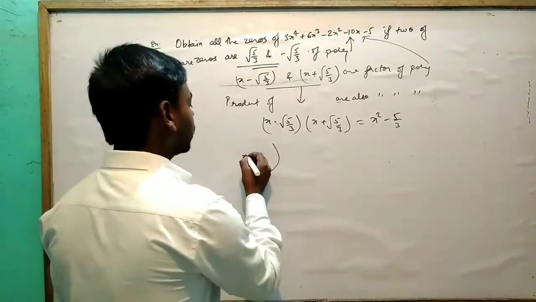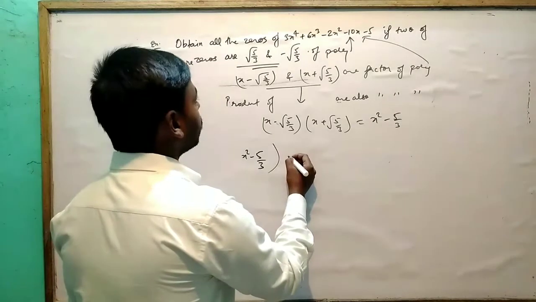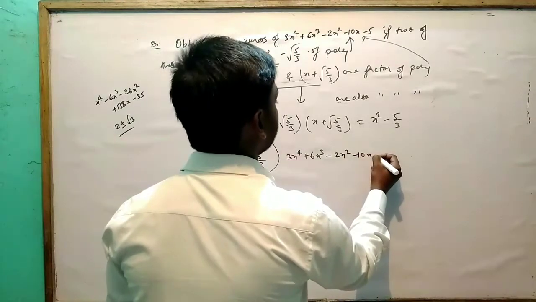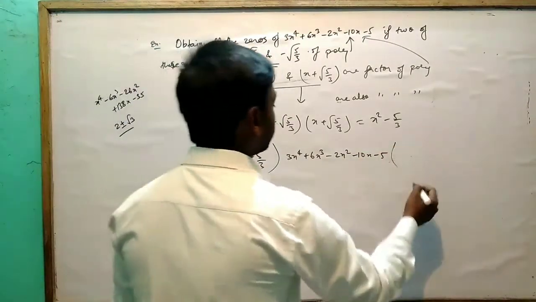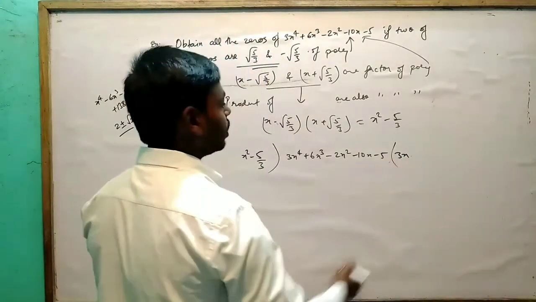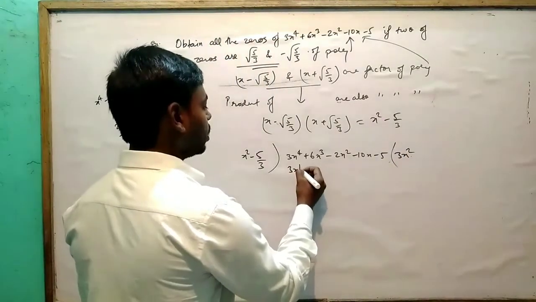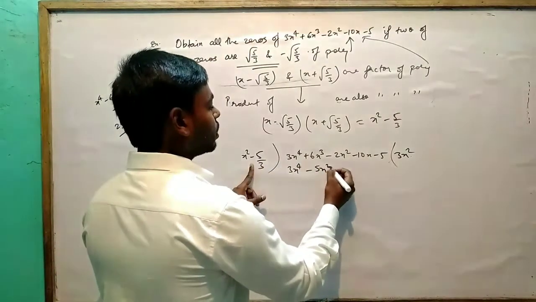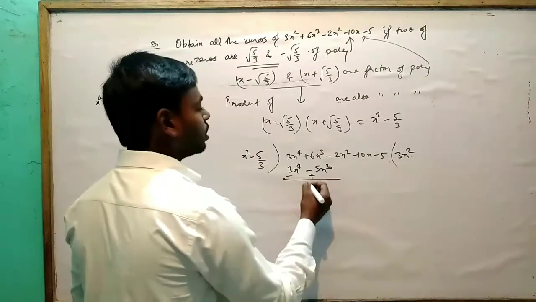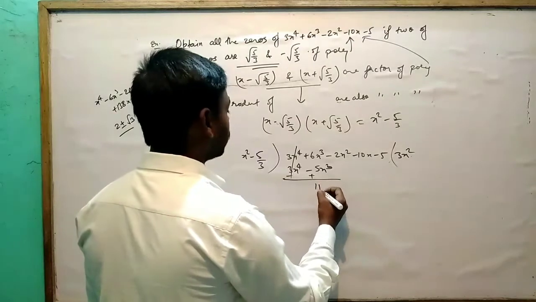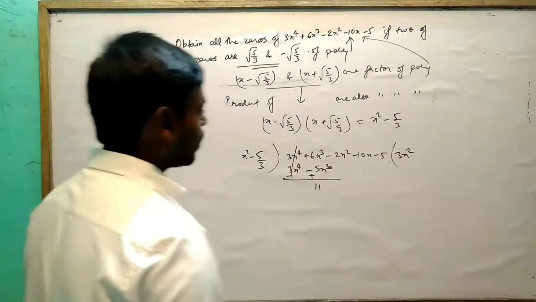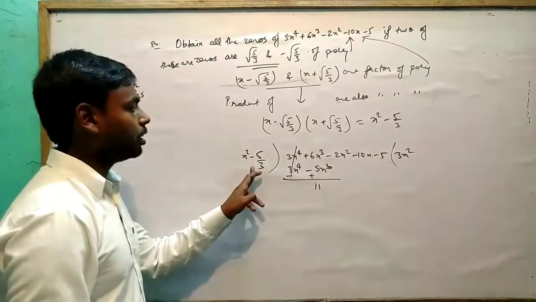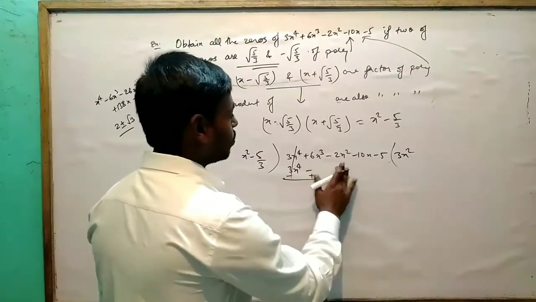Okay, now x square minus 5 by 3, and the polynomial is 3x to the power 4 plus 6x cube minus 2x square minus 10x minus 5. Now we have to multiply it by this term, then 3x square. And we get here 3x to the power 4 minus 5x square. Now it is minus, this is plus, and it is 6 plus 5, 11, and one thing here, that is minus 5x square.